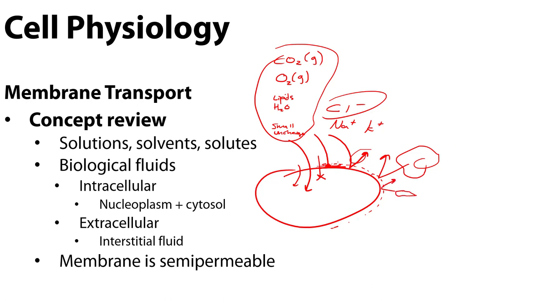And so in those cases, you need help. That's where those proteins come in, those channel proteins or carrier proteins. They also allow the ions to come in. For example, there's the sodium potassium pump you might have heard about, the NaK pump, and that allows some things in and some things out.